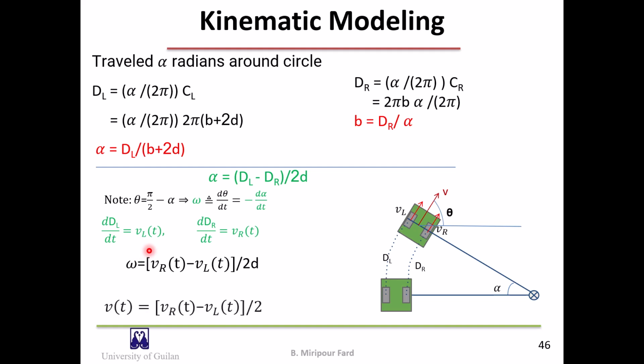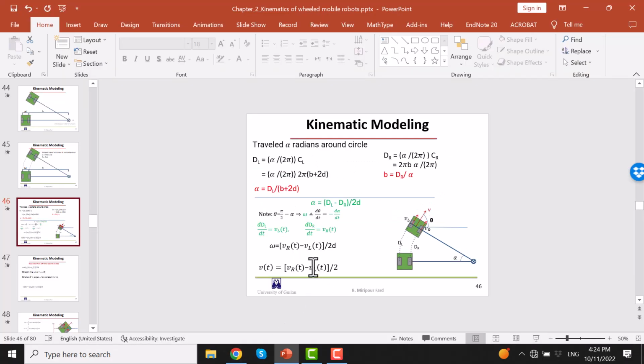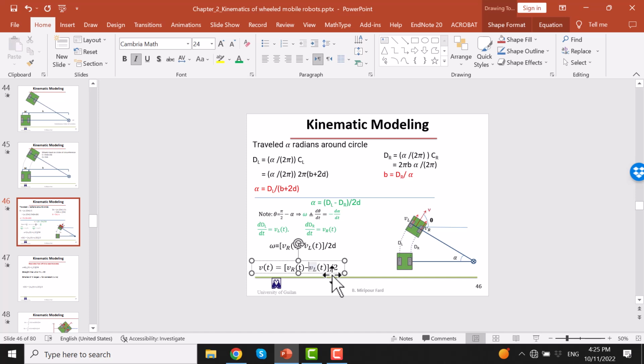Furthermore, by using velocity relations for a rigid body, it can be easily seen that Vt equals Vr plus Vl over 2. I should correct this one.